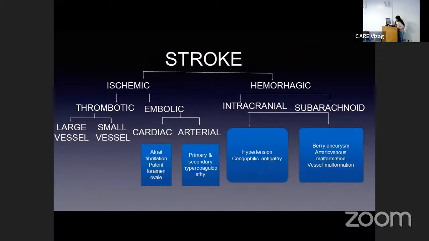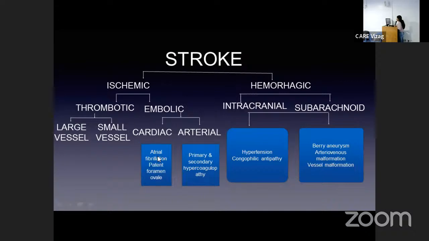Hemodynamic stroke is something which you find in hemodynamically compromised patients when the cerebral perfusion pressure is reduced to critically low levels, which in turn would cause decreased supply to vulnerable tissue lying in the watershed areas, which is supplied by either the ACA, the MCA or the PCA. So in such cases, you would find hemodynamic stroke.